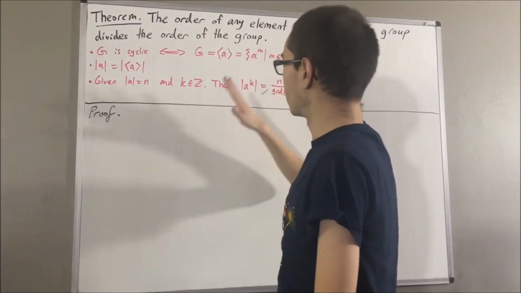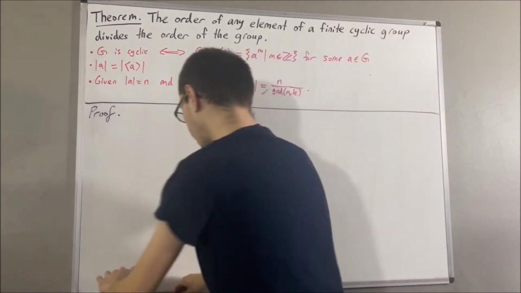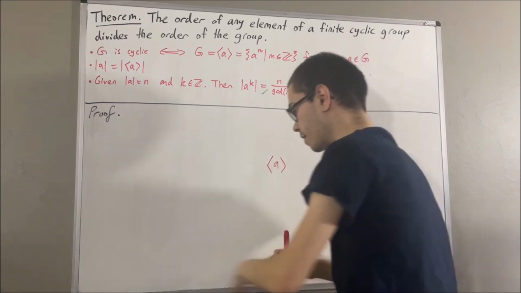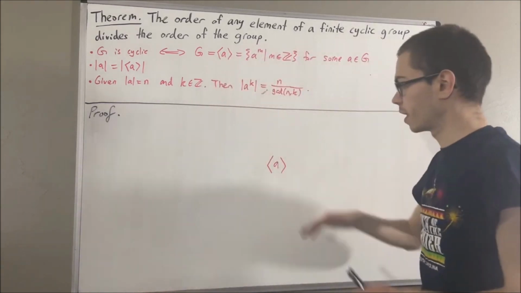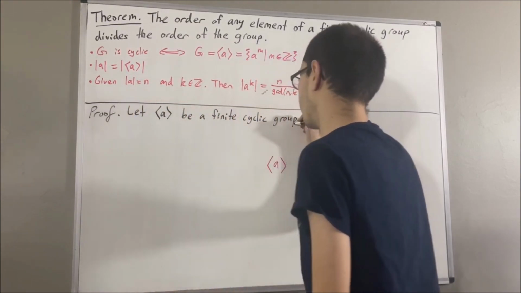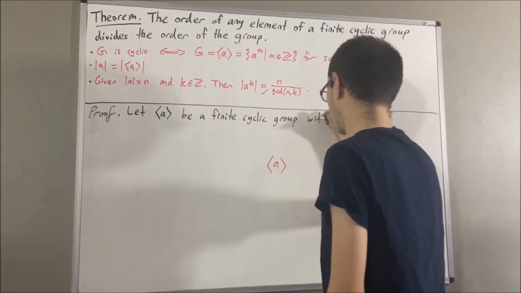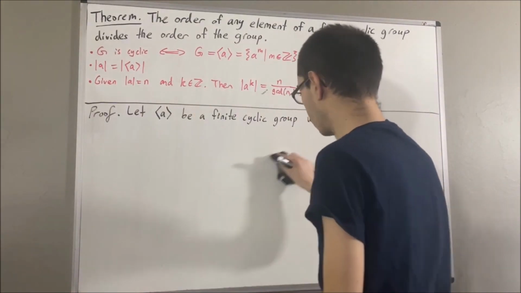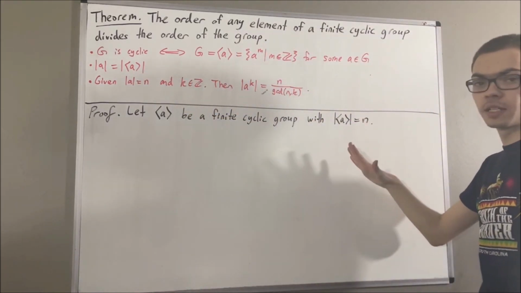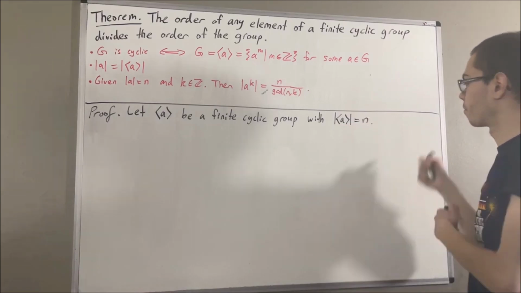To start out the proof, let's consider a finite cyclic group, and the cyclic group is going to have this form. So we're going to say that our finite cyclic group looks like this. And since it's finite, we're going to say that the order of the group is n. Now, according to this result, we know that the order of the element A is going to be equal to the order of the group. So the order of A is equal to n.